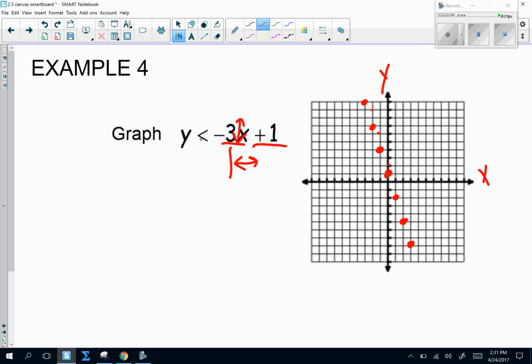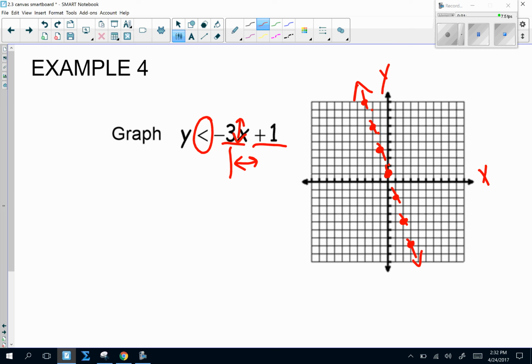So remember, when you have an inequality, it's either dotted or solid. So we have our inequality. There is no solid line underneath, so no solid line. So we know we have to draw a dotted line here. So we're going to draw a dotted line through our graph.